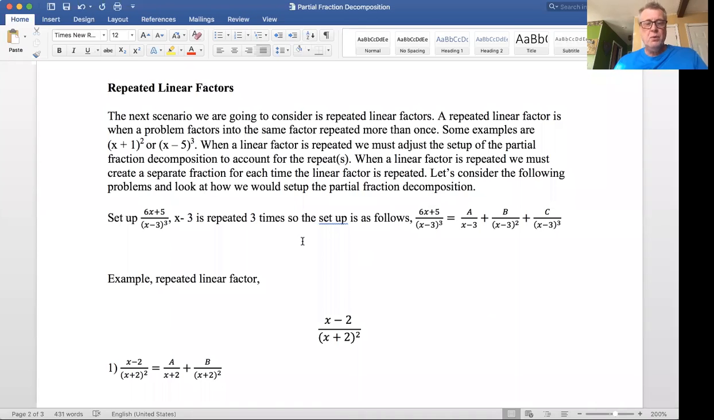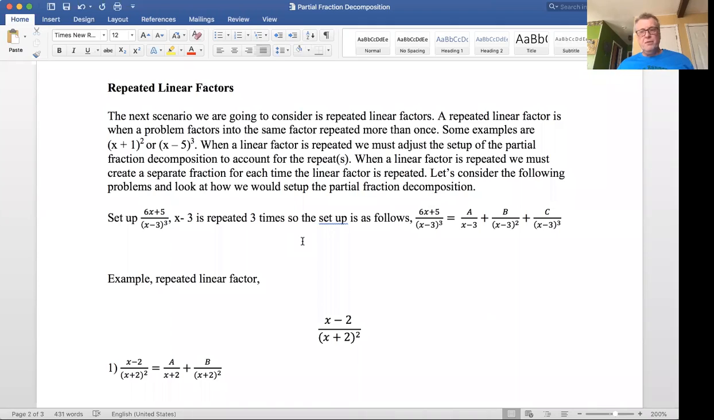Hi, everybody. This time we're going to look at the repeating factors, linear factors, for partial fraction decomposition. So let me share the screen with you on a handout that you were sent a couple of days ago. So what happens when it's a repeated linear factor?